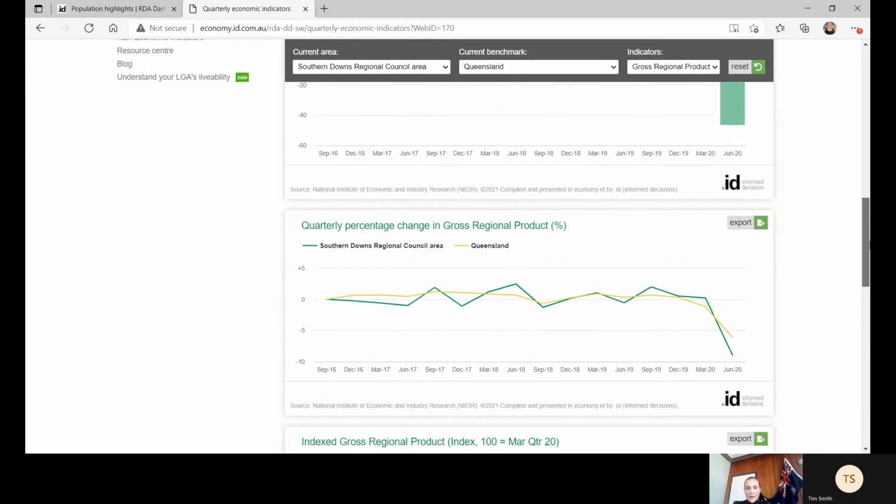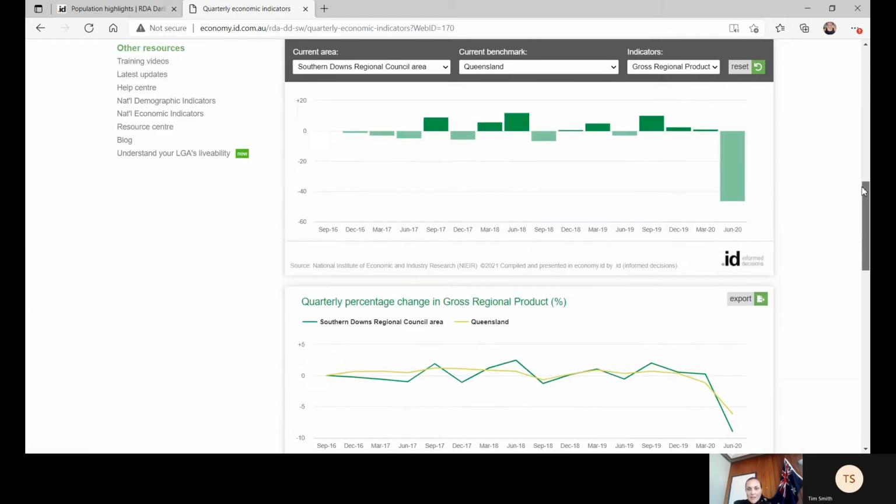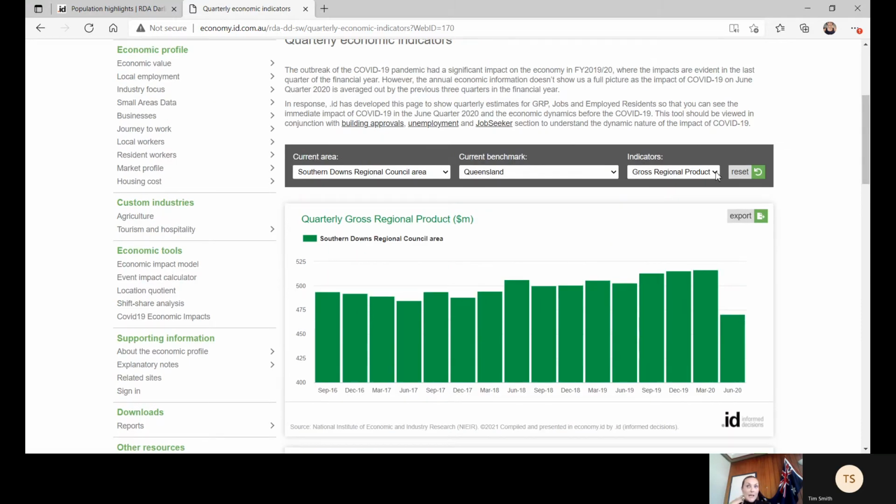So we're still up to June 2020, and we can see here the fall in terms of GRP was much stronger than Queensland. Okay, so what tended to happen with COVID was initially the regions were hit really, really hard. And then it turned around and it went to the cities, the urban centres, which have been hit really hard after that. So we can see the GRP fell much harder compared to Queensland. So that's our gross regional product. Now that will be updated for September quarter shortly.